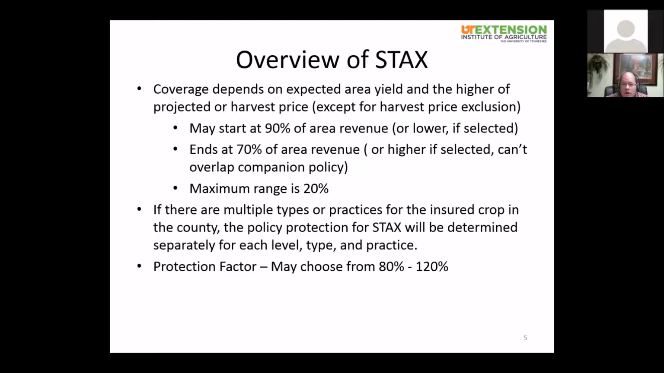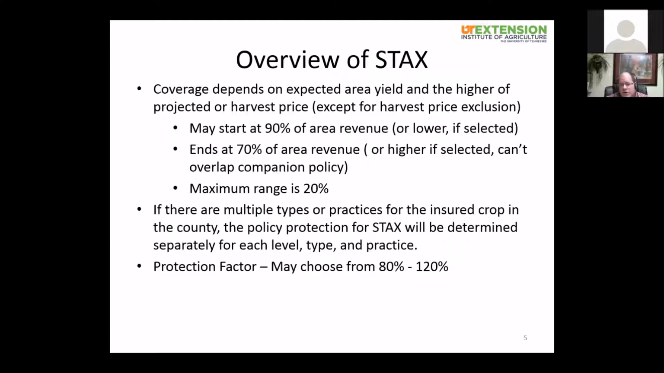If there are multiple types of practices for the insured crop in the county, the policy protection for STAX will be determined separately for each level type practice. So if we've got irrigated, non-irrigated cotton in a county, they've taken that and separated that at RMA. And this is based off RMA data, Risk Management Agency data, which is your crop insurance data.